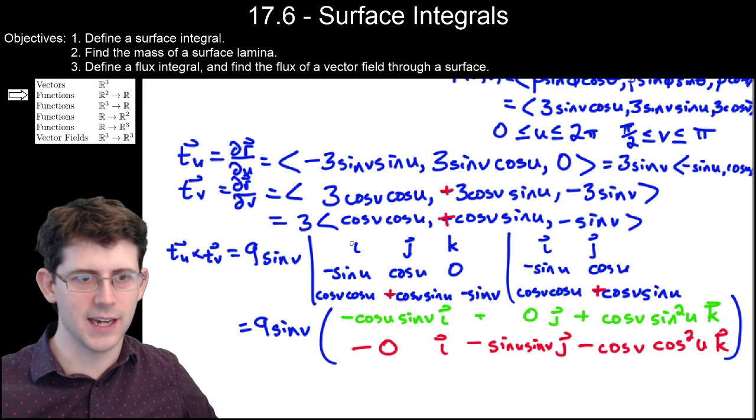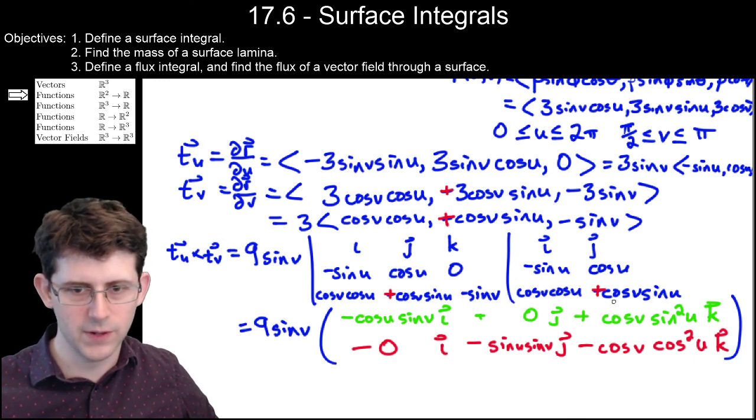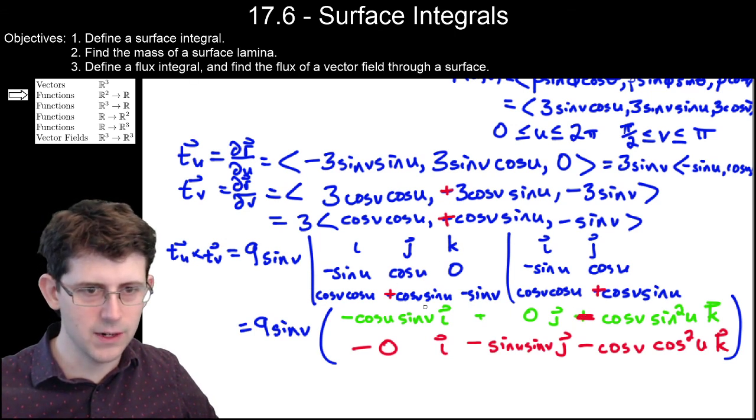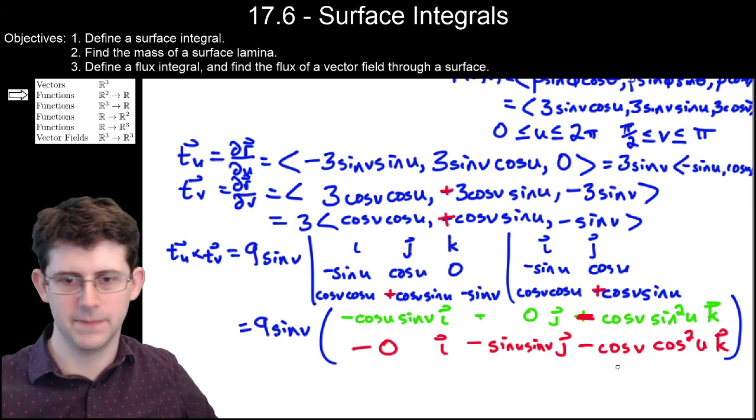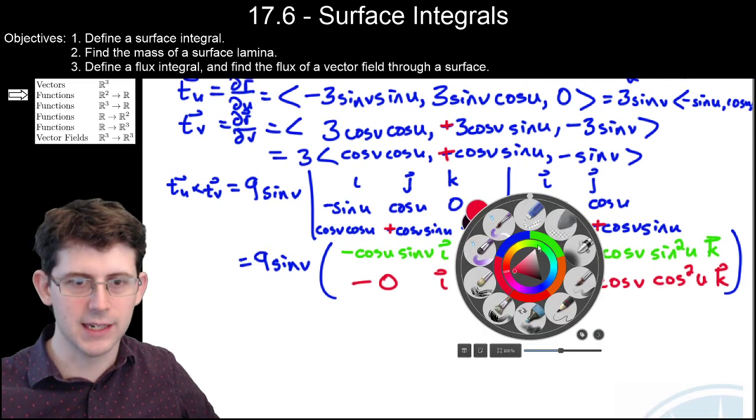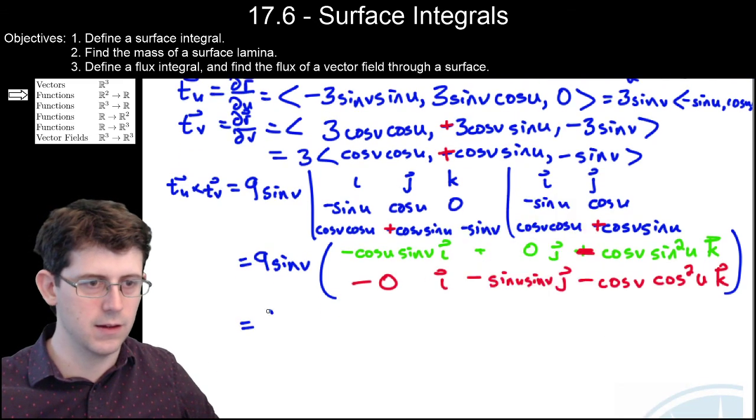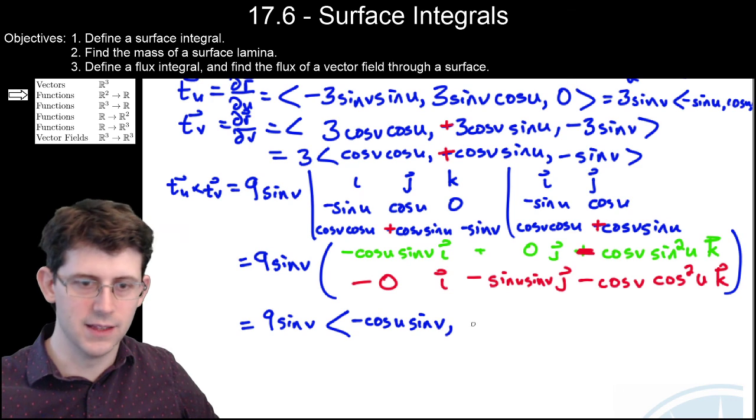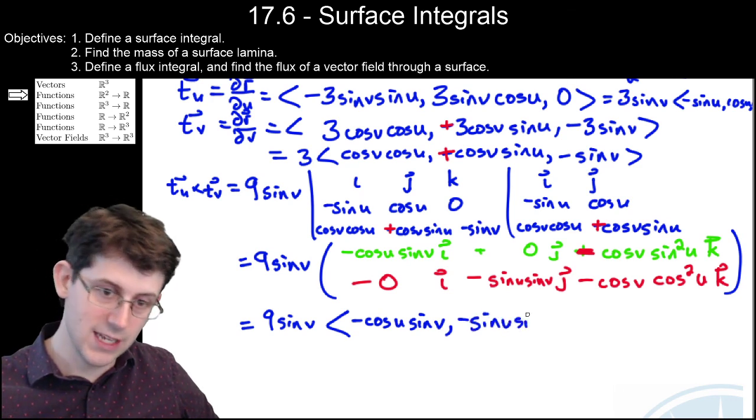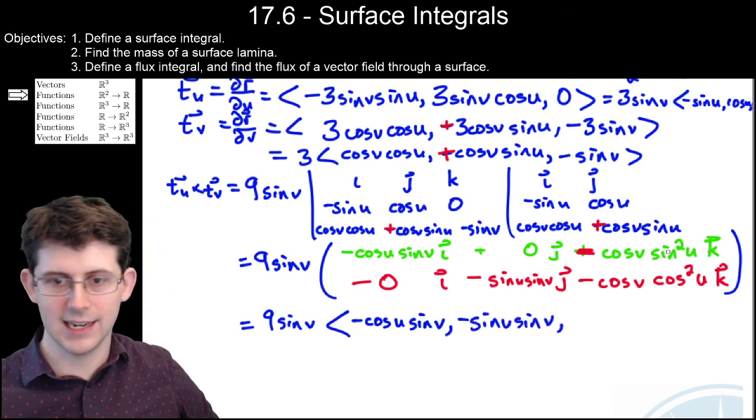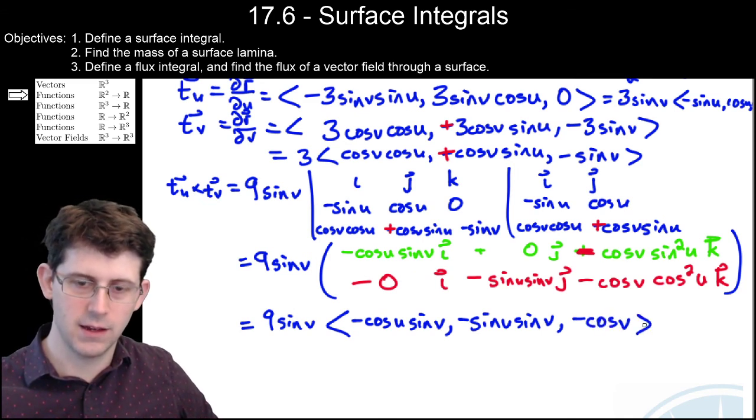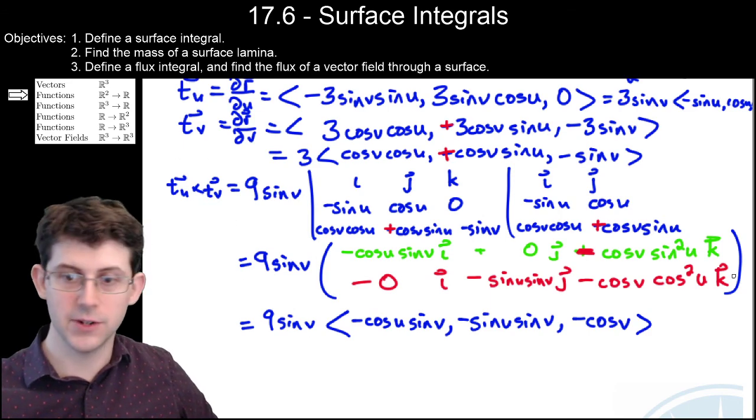So let's see which ones that affects. Forward, forward, and forward. So this one should have a minus. And then backward, backward, and backward. It didn't affect this one. So now these actually add up the way that we expected. In the i slot, we've got minus cosine u sine v. In the j slot, I've got minus sine u sine v. And in the k slot, these add up to 1, so I have minus cosine v. So this is Tu cross Tv.